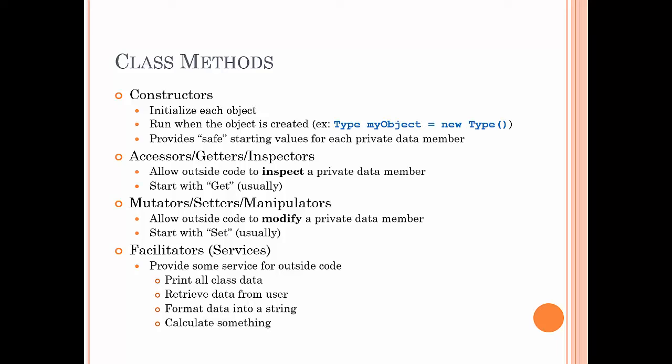Classes have four primary types of methods: constructors, accessors, mutators, and facilitators. These sometimes have different names, but they generally mean the same thing. Constructors build an object. It is their role to initialize all of the data in the object.